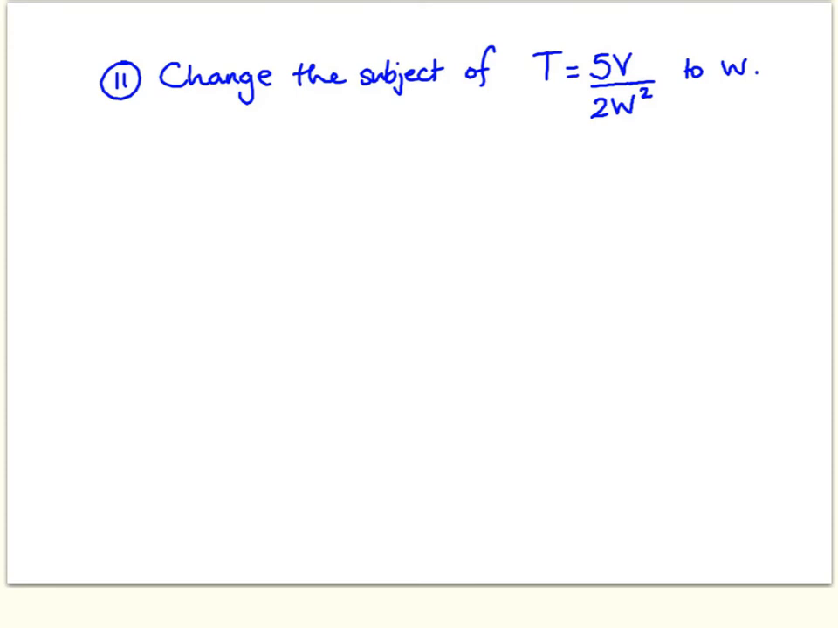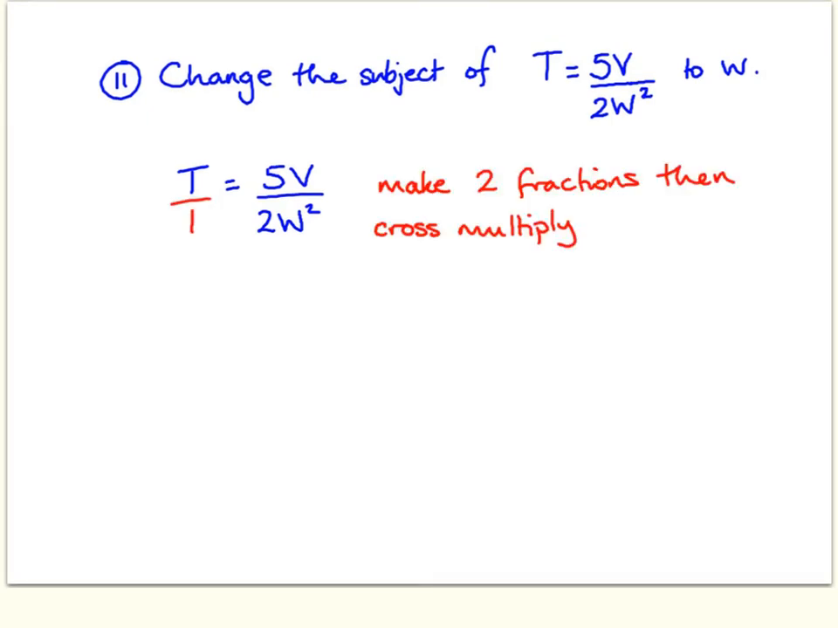Right, one thing about changing the subject or rearranging equations or doing what we did in the past question is you need to make sure the subject is on the top of your fraction. So what I'm going to do first here is make it t over 1. I'm going to make 2 fractions. Then what I'm going to do is cross multiply. Now I need that w term on the top because you can see here w is my subject, so that has to go on the top.